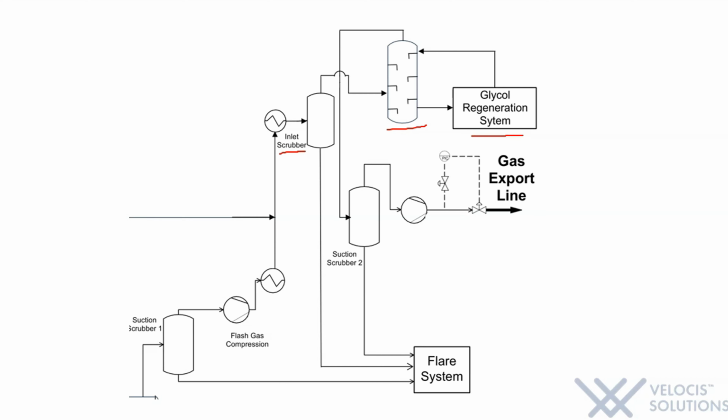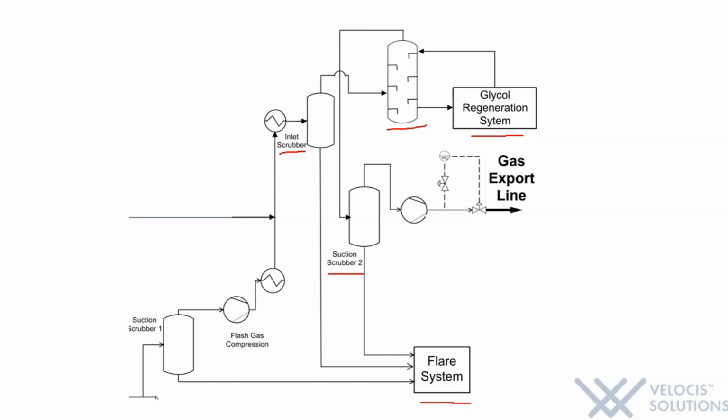Subsequently, the hydrocarbon fluid which gets out of the contactor enters the second suction scrubber, which removes liquid particles, and then it is mixed with the scrubbed liquids from the first and inlet scrubbers. After that, this whole mixture is dispatched to the flare system.